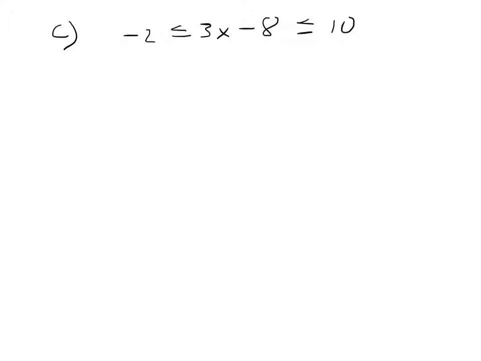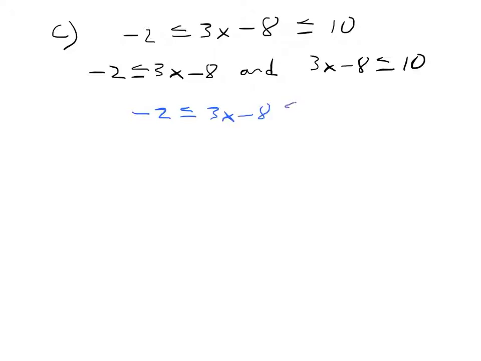Now, what you could do is separate this into two inequalities. This would be negative 2 is less than or equal to 3x minus 8 and 3x minus 8 is less than or equal to 10. This would be a perfectly fine way to solve it. You'd solve each one by themselves and you would have a correct answer that you could graph. However, there's a faster way to do this type of problem.